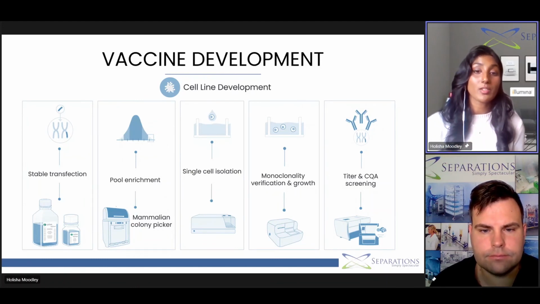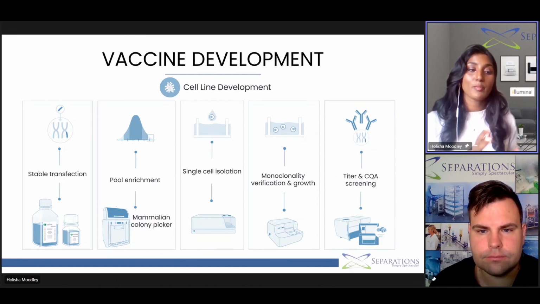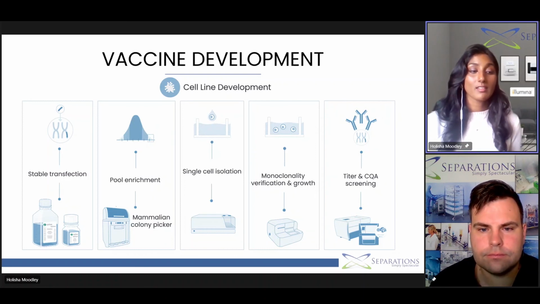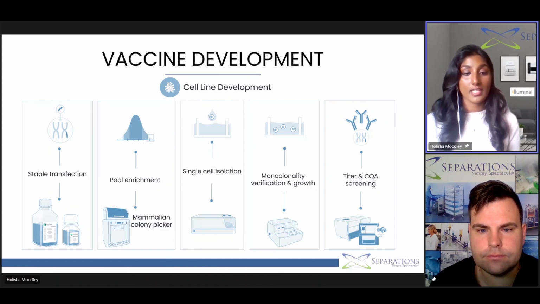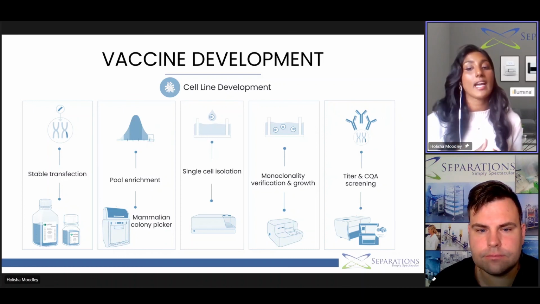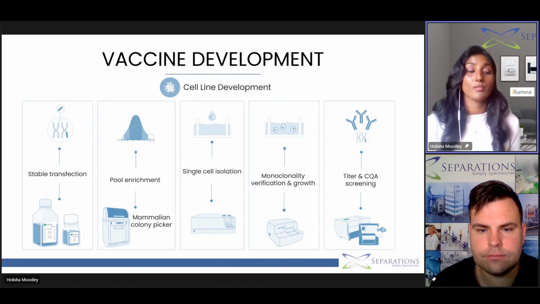The next stage will then be to isolate that cell that we're looking for, so single cell isolation, in order to ensure that the population is genetically identical. Single cell cloning is an extremely critical stage of the cell line development process. And so post single cell isolation, we can then do monoclonality verification and growth studies. It's important that we identify single cells that are properly isolated from one another. You can do this using a cellular imager, for instance, clonality assurance systems from Cytiva.